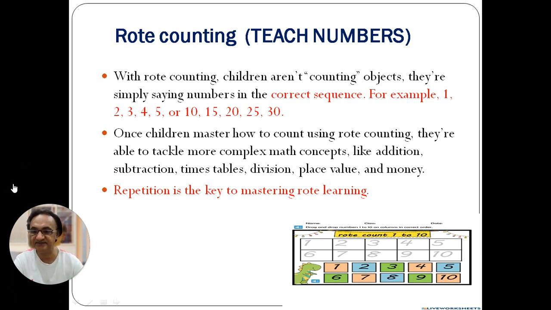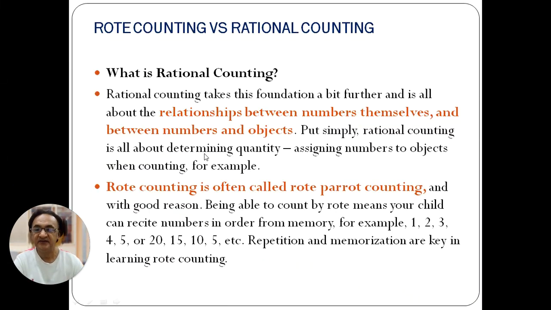Next is rational counting. So we can differentiate between rote counting as well as rational counting. Now rational counting means when you are relating the numbers with objects. So when you ask the children, okay, they see an object and they see the number of the objects on it. This is quite different, okay. In rote counting they are making the sequence of numbers without using objects, and in rational counting they are using the objects to count, okay.